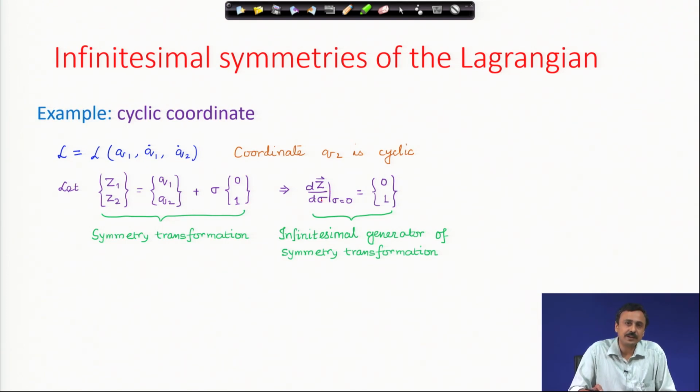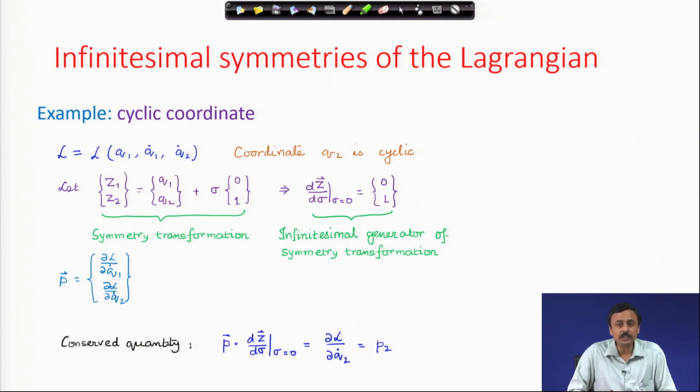Now, every finite symmetry transformation is an infinitesimal symmetry transformation, and the infinitesimal generator of the symmetry transformation is d z d sigma at sigma equal to 0, and that happens to be 0 1. We have found the infinitesimal generator of the transformation. Generalized momentum, what is generalized momentum? It is del L del q1 dot and del L del q2 dot. This vector is the generalized momentum vector.